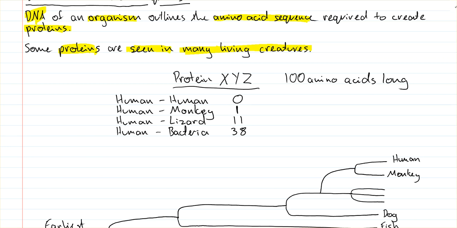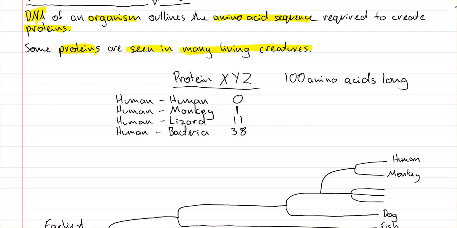So what you can see here is if we are able to compare a particular protein, so the same protein in multiple organisms, then we're able to look at the amount of differences in the amino acid sequence to tell us how closely related particular organisms may be. So what we can tell from this is humans and monkeys, as there's only one amino acid difference, are far more closely related than humans and this particular type of bacteria.